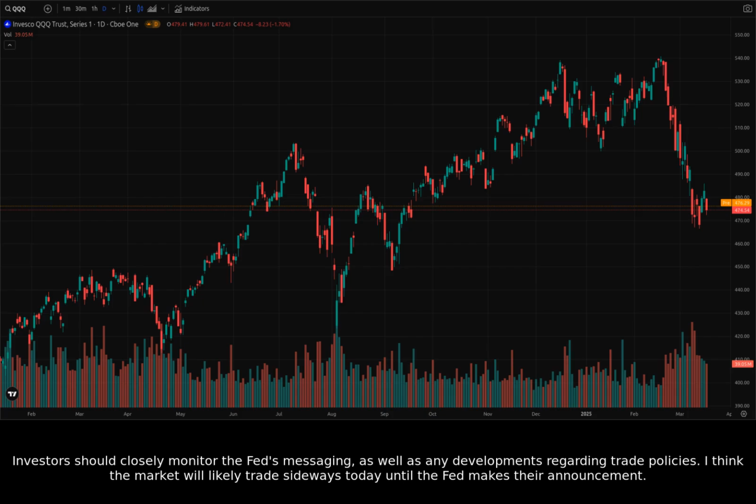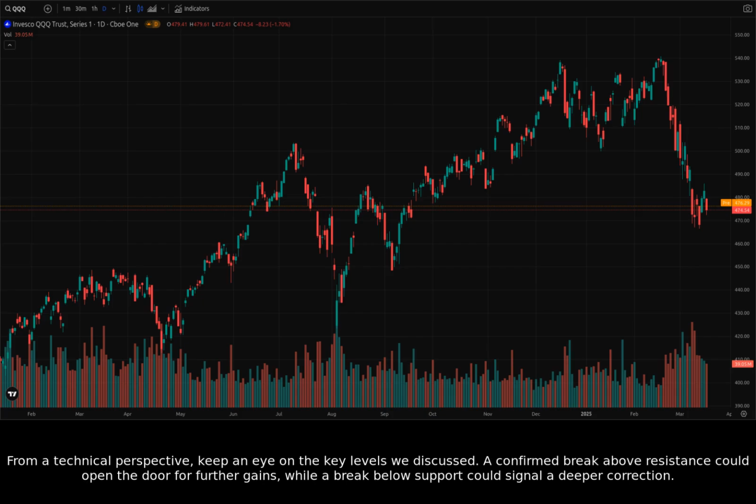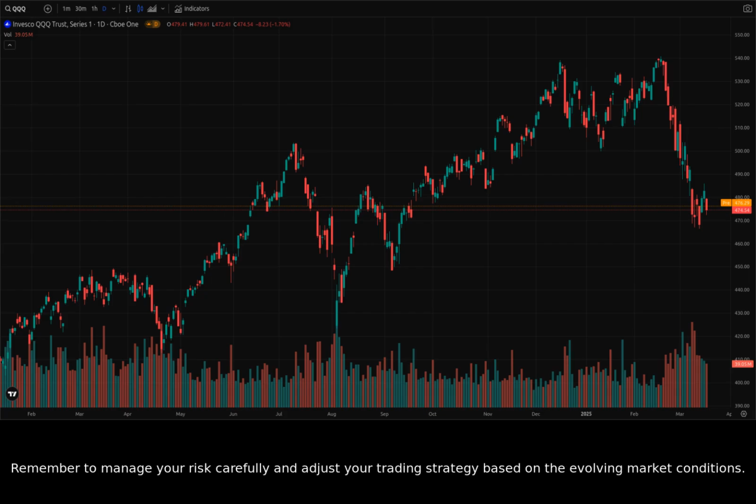I think the market will likely trade sideways today until the Fed makes their announcement. From a technical perspective, keep an eye on the key levels we discussed. A confirmed break above resistance could open the door for further gains, while a break below support could signal a deeper correction. Remember to manage your risk carefully and adjust your trading strategy based on the evolving market conditions.